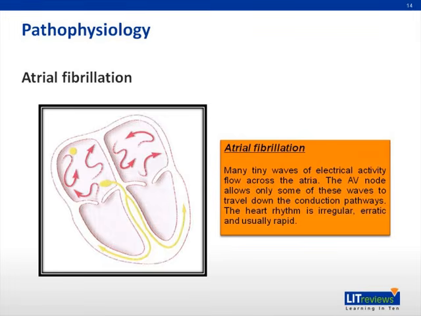Atrial fibrillation is caused by multiple waves of electricity that travel across the atria. Again, the AV node acts as a filter, allowing only some of the electrical waves to travel down to the ventricles. This causes a tachycardia that is typically irregular and rapid.